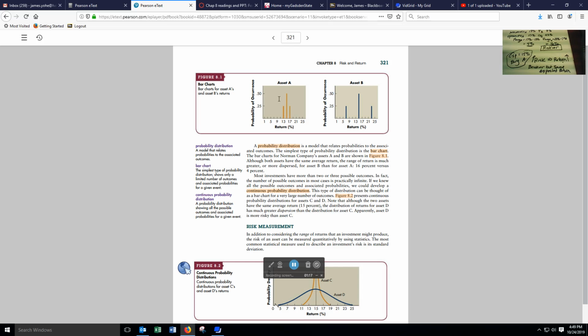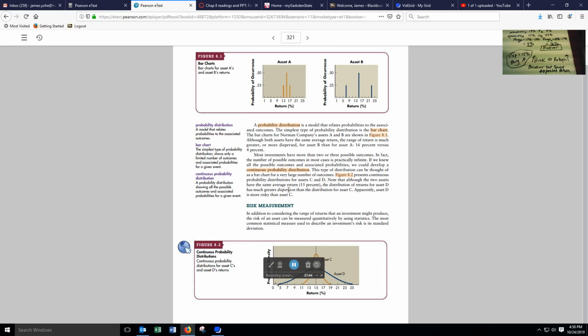So now, we're assuming the probability here that each event will occur. If we go back to asset B, there's a 50% chance it will earn its expected return of 15, 25% probability of that pessimistic return, and then 25% that it'll earn the optimistic return of 23%.